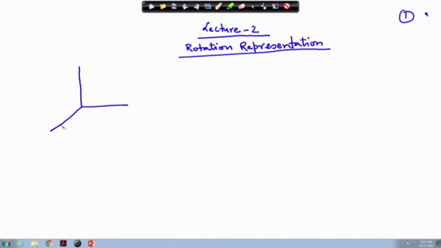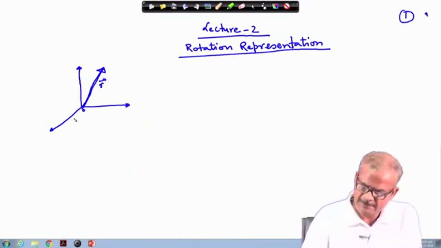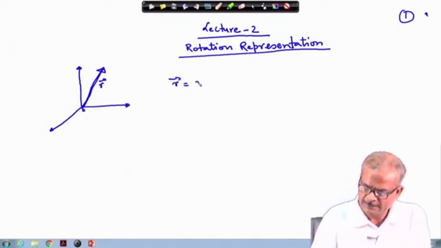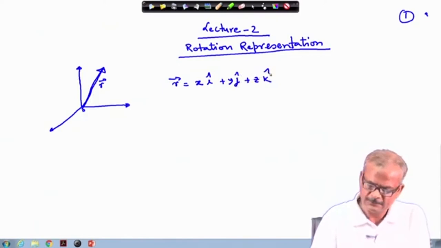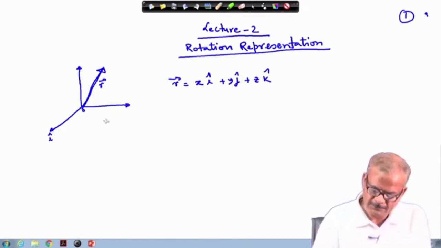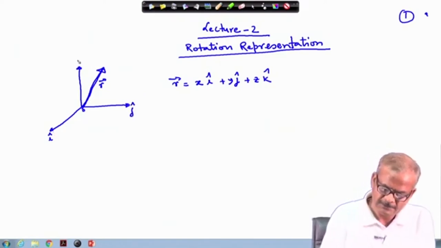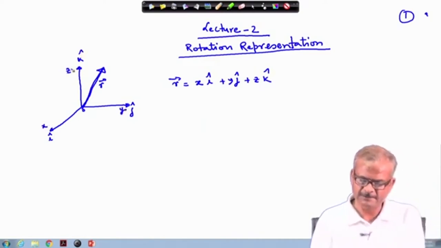Let us say that we have one reference frame, this is the orthogonal right handed reference frame in which we have a vector, we can represent it by r or rho, whatever you like. So, we can see that this vector is composed of three components, x i cap, y j cap and z k cap, where i cap is the unit vector along the x direction, and similarly the other ones along the y and z directions.